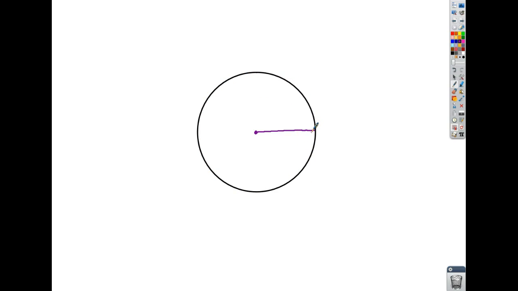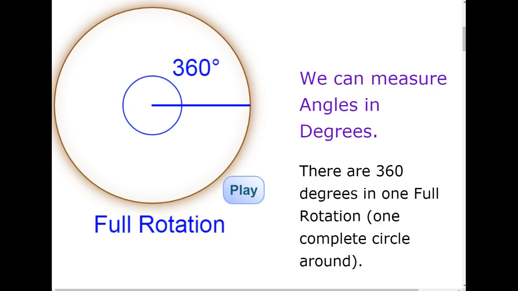So when we talk about the degrees of a circle, or an angle, what we're really doing is talking about part of a circle. We're talking about moving around in some amount of a circle that's not the whole thing. So the first thing I want to talk about is what is a full circle. I found this animation that I think might help. The idea is 360 degrees makes a full rotation.